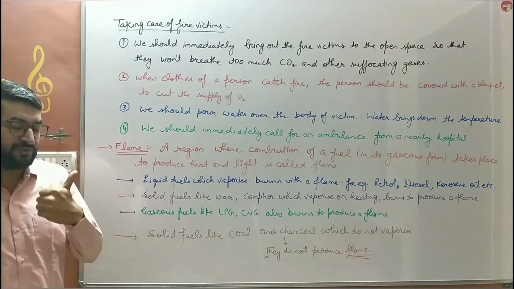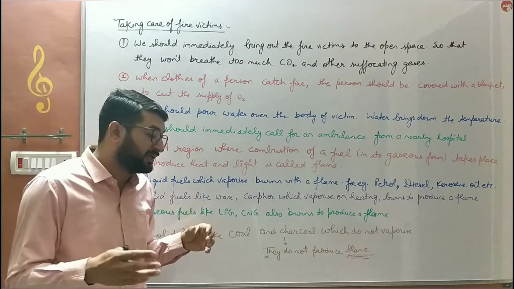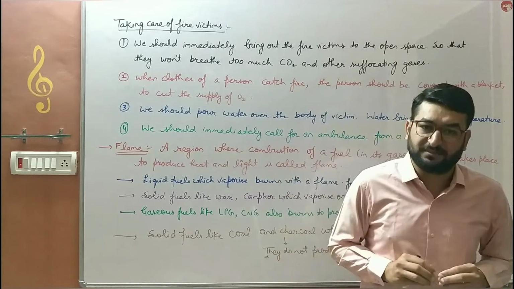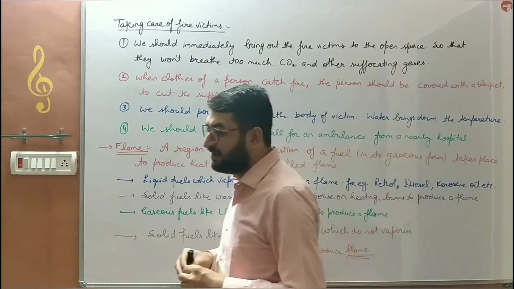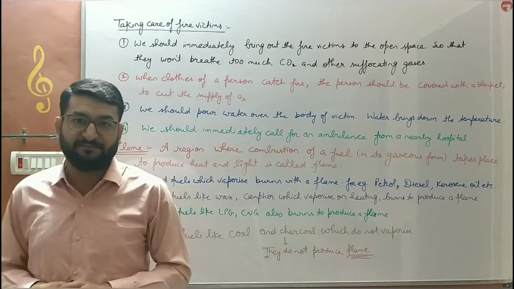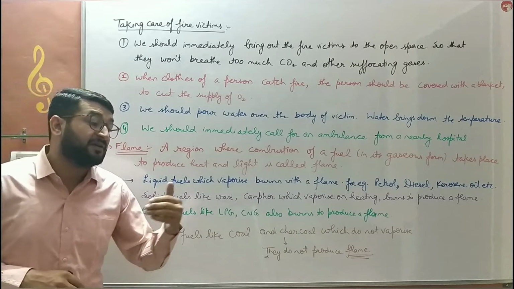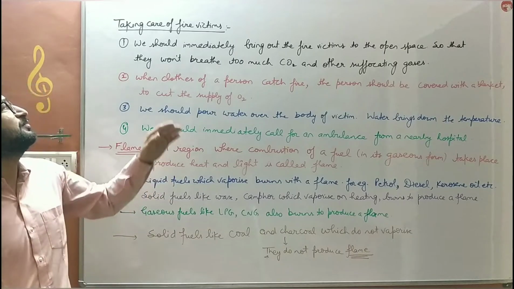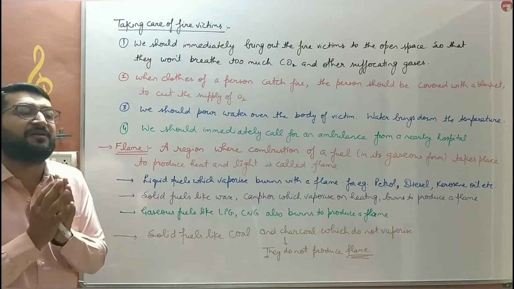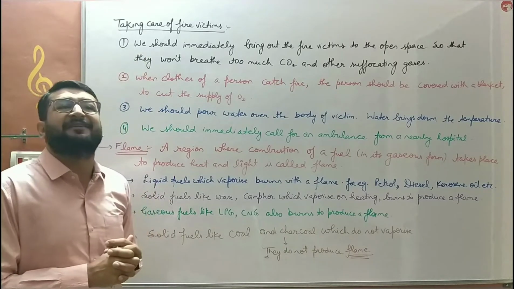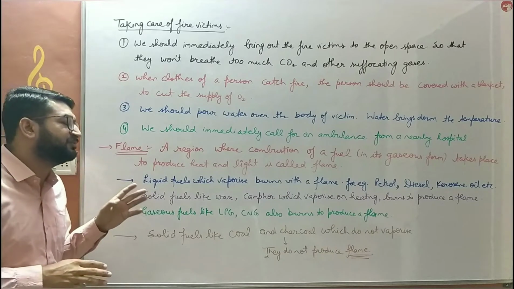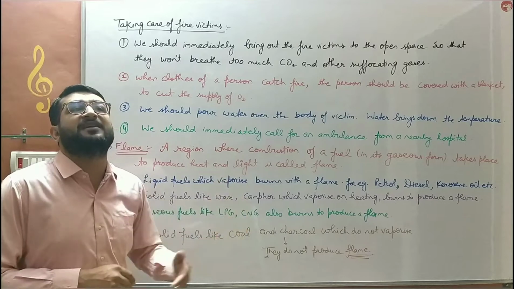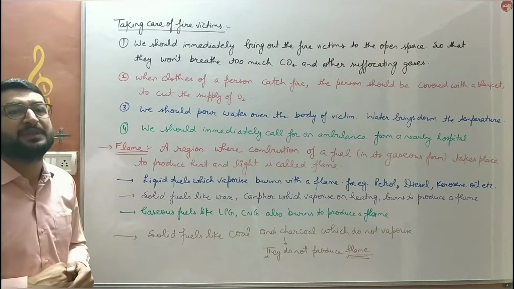Next, the most common and usual thing, we must call for an ambulance immediately from a nearby hospital for first aid and other medical emergencies. So these precautions we should take care of for fire victims. These points must be taken care of for fire victims, the person who caught fire in any accident somehow.